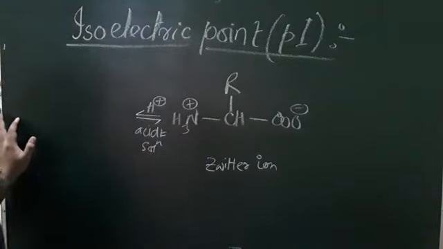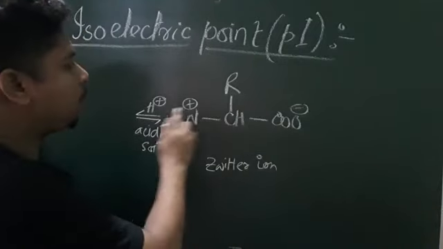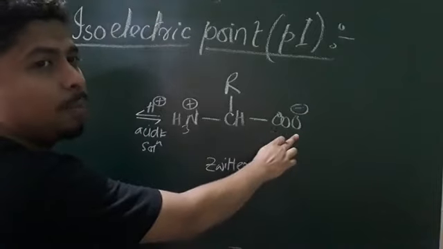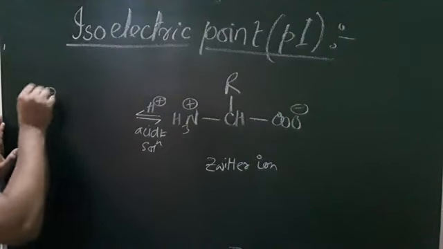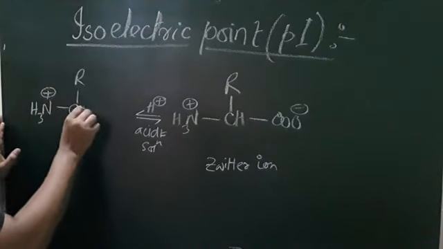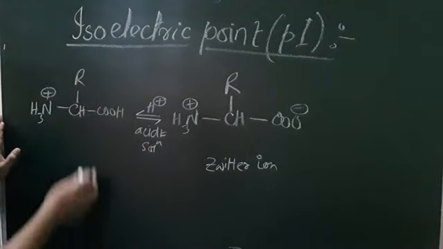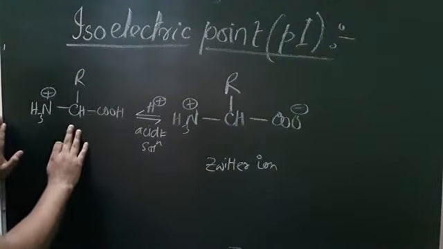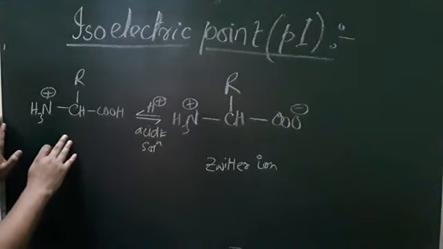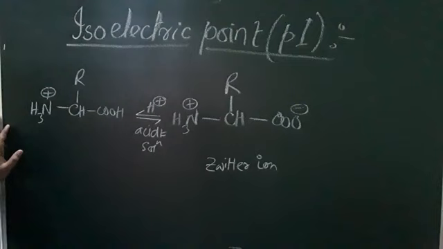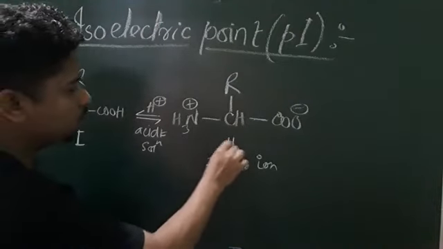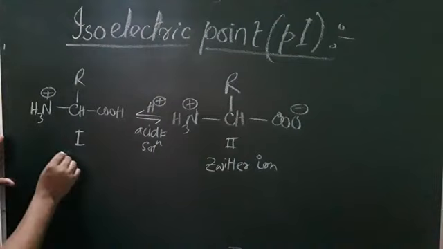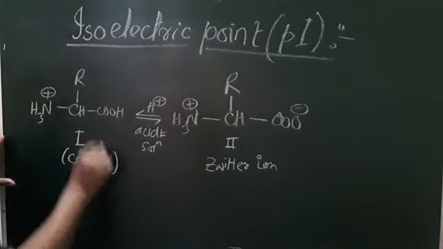So this COO minus will pick up a proton from this acidic solution and it will become COH. So what will be the structure? NH3 plus bond CH bond R bond COH. Here you see in acidic solution this is no longer a dipolar ion. Here it is a cation, we have positive charge, so it exists as cationic form. Suppose this is structure 1 and this is structure 2. So this exists as cation in acidic solution.